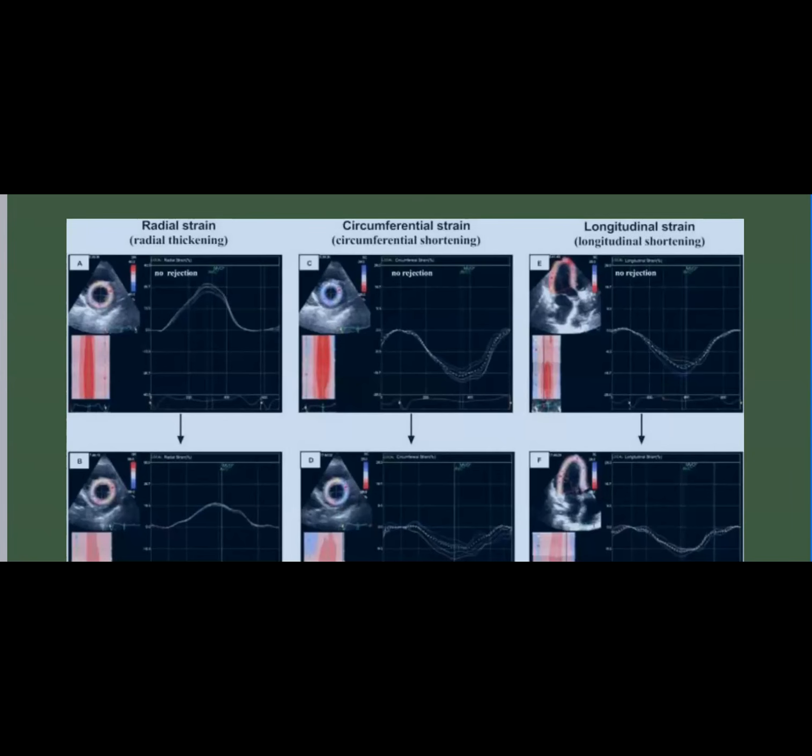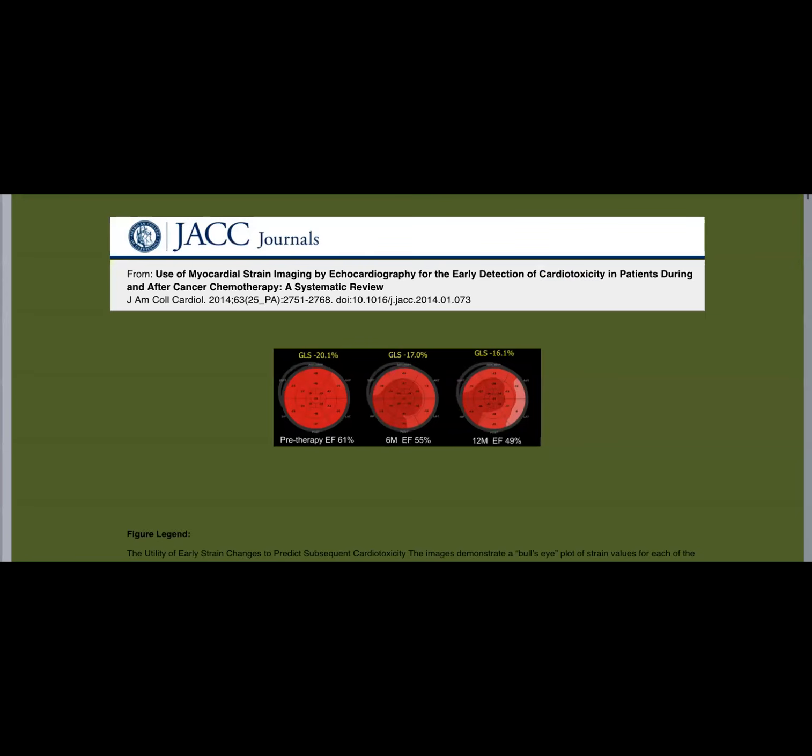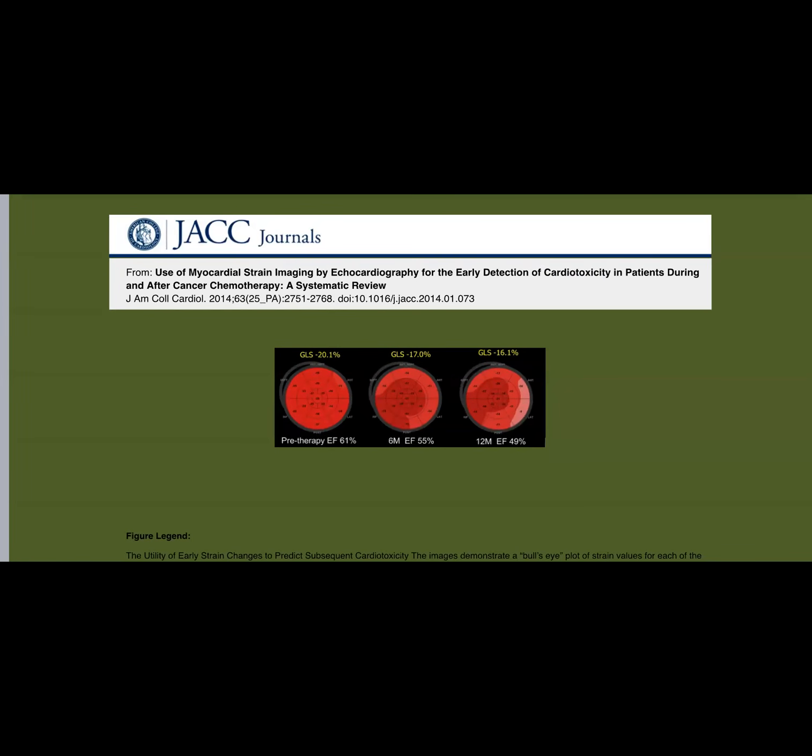Now, according to the guidelines and recommendations, GLS should be used, or it's good to be used, for patients on chemotherapy. Why do you think chemotherapy is the cohort of patients most specified for the use of strain? Because it can detect systolic dysfunction early. Exactly.